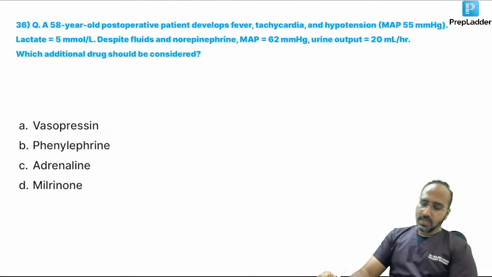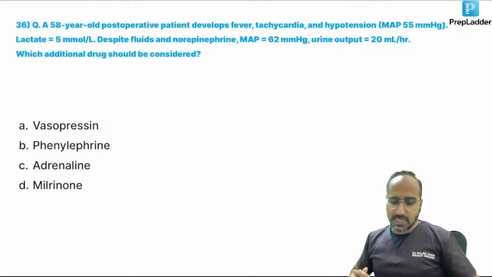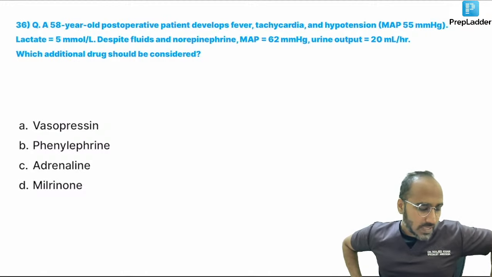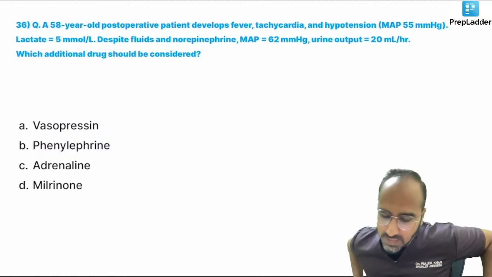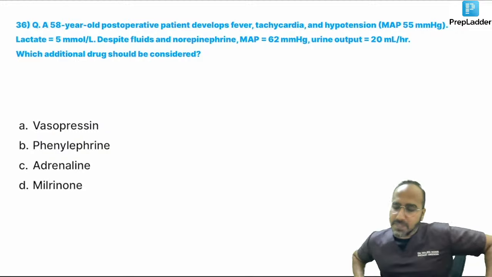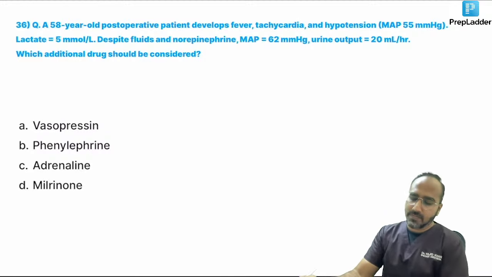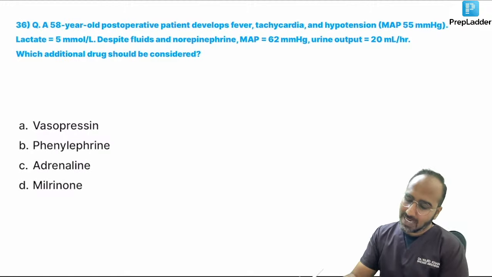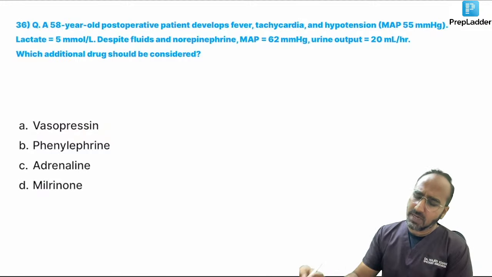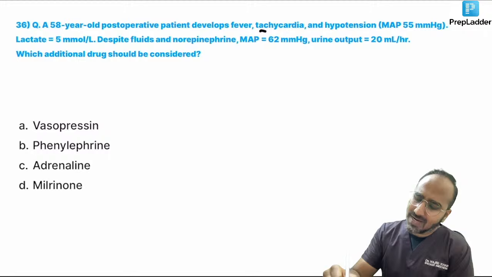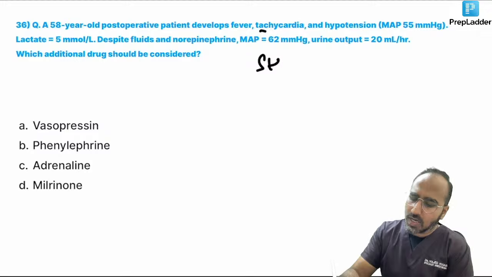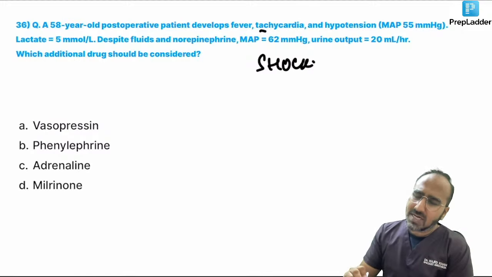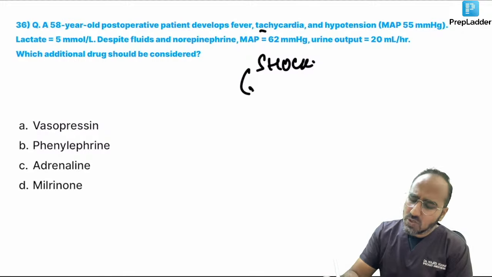Okay. Next, guys. Last question. A 58-year-old post-op patient develops tachycardia and hypotension despite fluids. Despite the fluid and norepinephrine, urine output is 20 ml per hour. Which additional drug should be given? Guys, remember, the patient is having fever, tachycardia and hypotension, meaning the patient is in shock. When the patient is in shock, the first thing that we need to do is what?